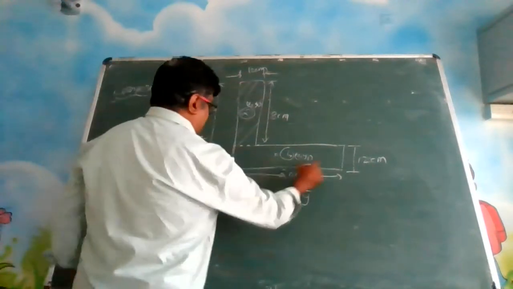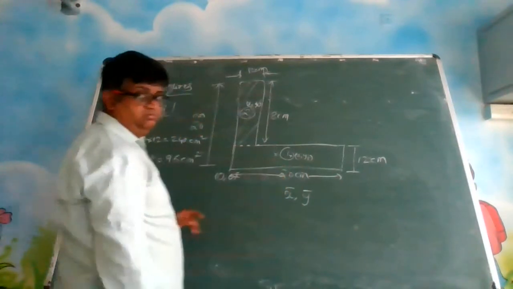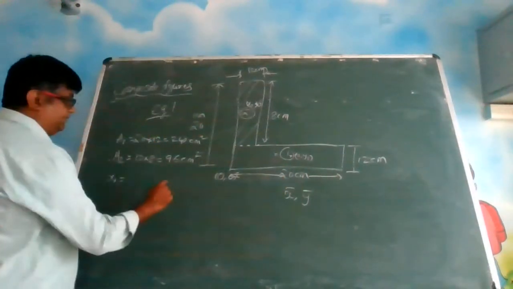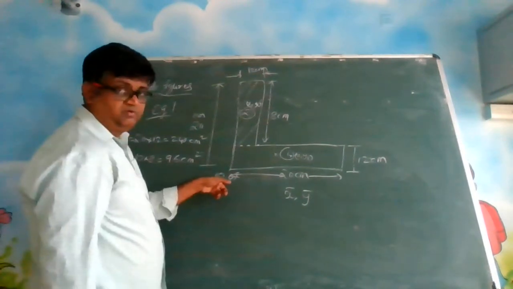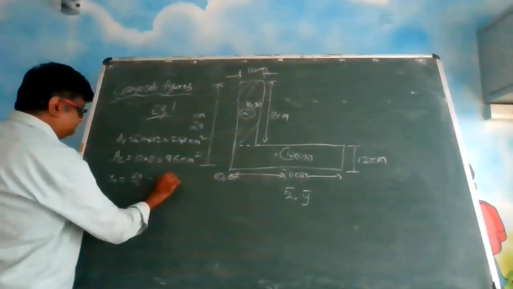So this is 20, this is a rectangle. So how much will be x1? 20 divided by 2. For a rectangle it is a by 2. So it is 20 by 2. You are taking from the origin. So the answer is what? 20 by 2, 10 centimeters.